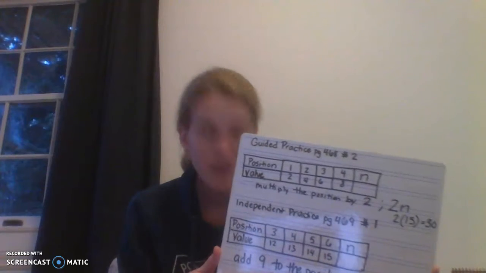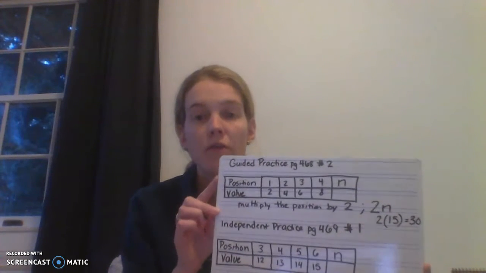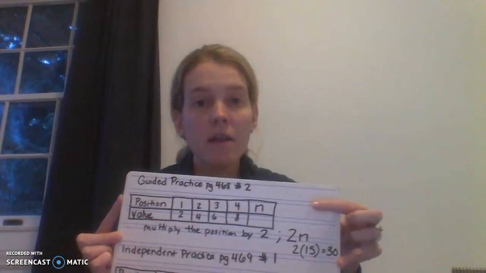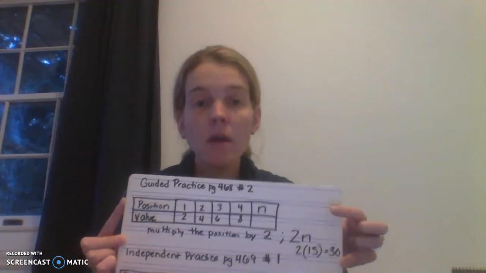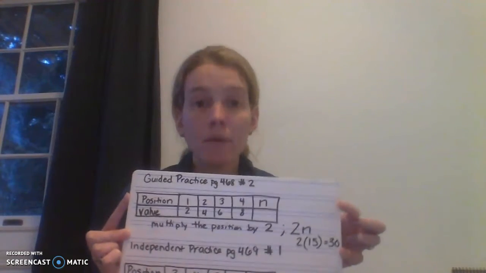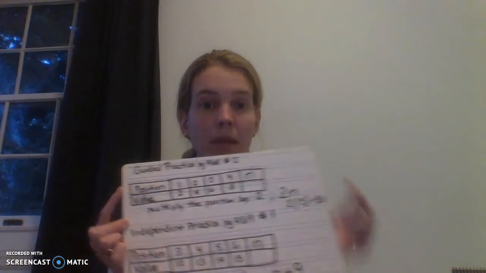You'll notice that they give you a table, and it's labeled position and then value. And they gave you the numbers. And then at the end of the table, they have a letter n. Now n is just a variable. And we don't know what n is right now. We can put in any number for n to figure out what this blank is going to be. Okay, there's a blank spot.